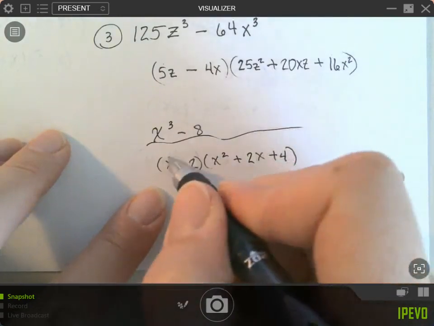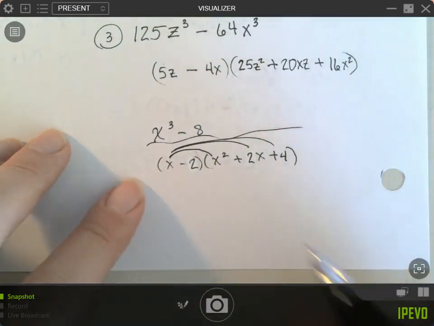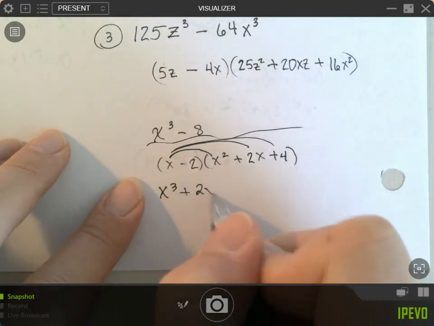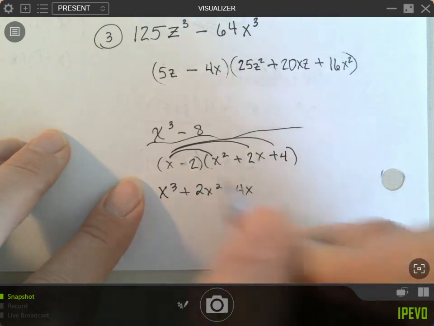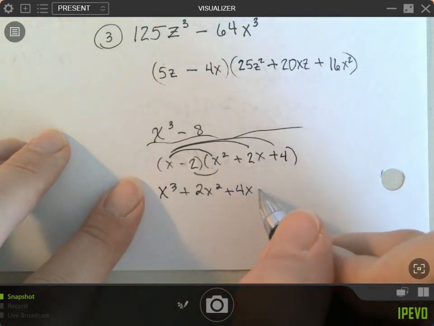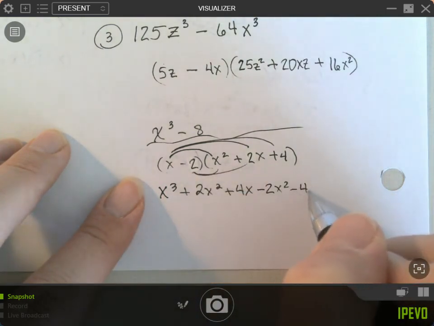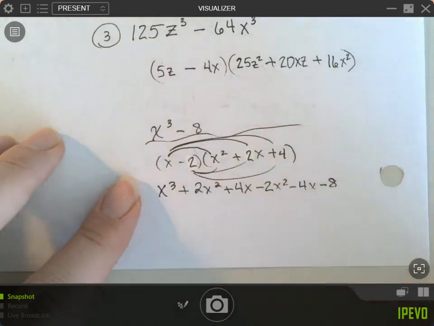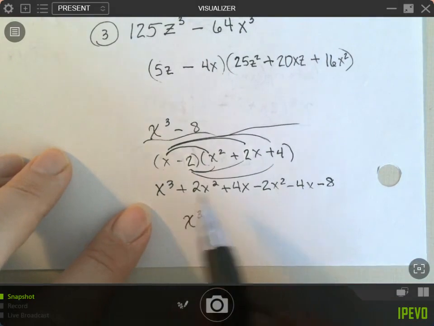If we went back and distributed this x to all 3 pieces, using our old skills of distributing, we would have x to the third, a positive 2x squared, and then a positive 4x. Then I'm going to come back and distribute my negative 2. So negative 2x squared, negative 4x, and a negative 8. When I go to add like terms, the highest power is x to the third. Remember, we want it in standard form.